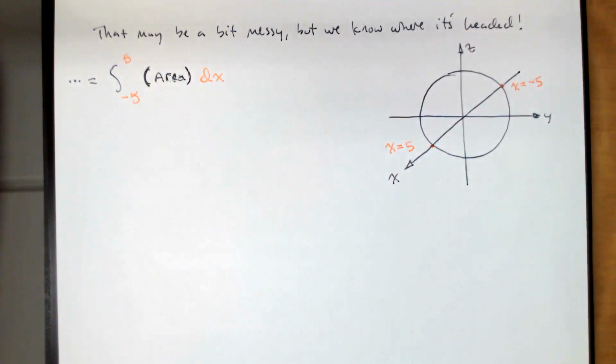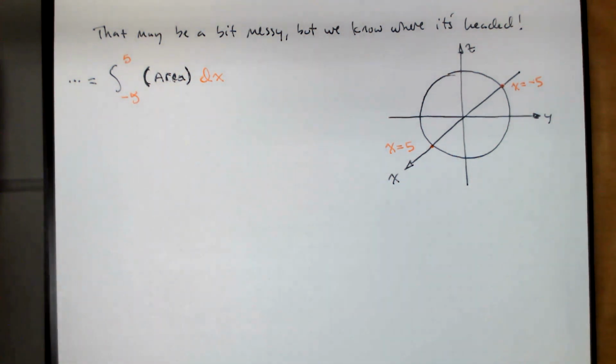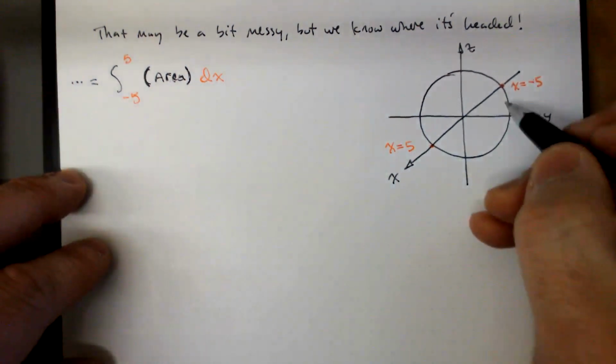So if we picture what this integral is going to look like, whatever that function is going to look like, we're going to be looking at a circle from -5 all the way up to 5. You just have to think about what those circular slices are going to look like. So for a particular x value, what is that circle going to look like?